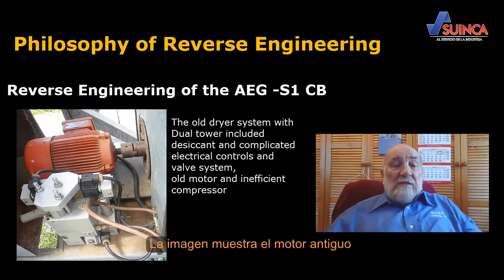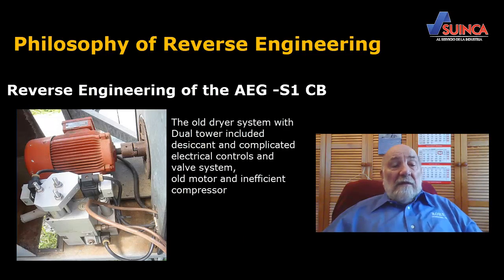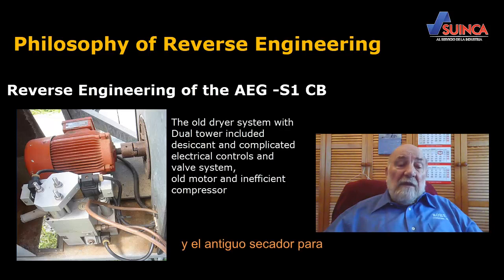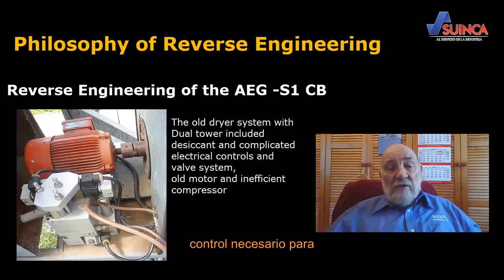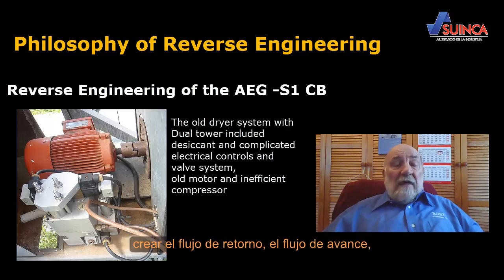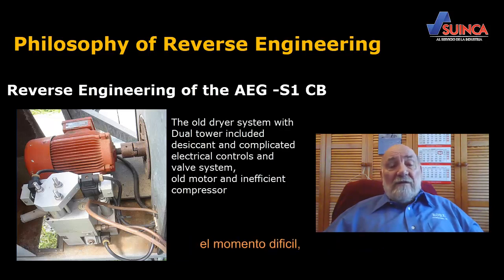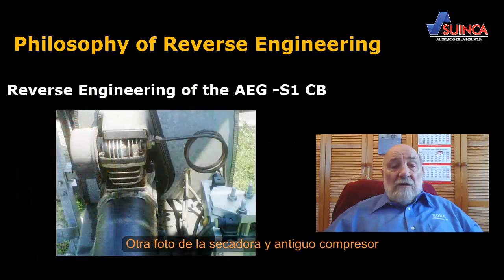The picture shows the old motor and the old dual dryer for the compressed air. The dual dryer is very cumbersome and needs a very elaborate control to create the backflow, the forward flow, the drying time, and we still had an old compressor. So we needed to do a completely different dryer system. Another picture of the dryer and the old compressor.